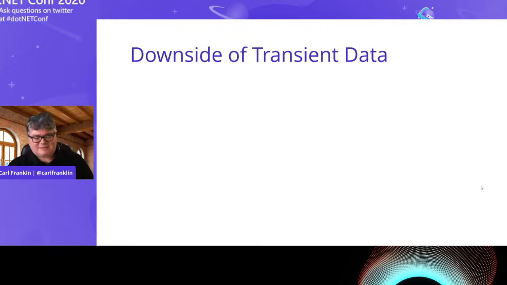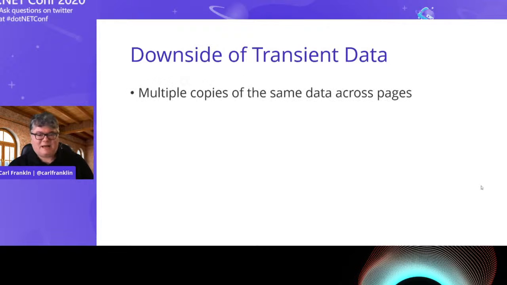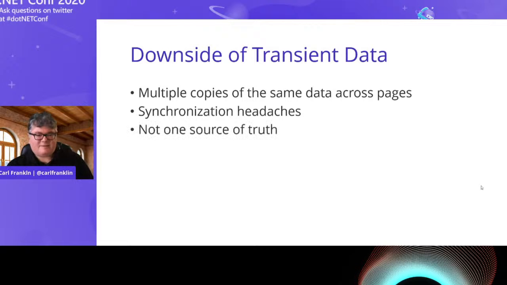The downside of transient data, which is the default, is that multiple copies of the same data are used across pages. That means every page has its own instance of this data, and one page cannot see another. I'll get to the situation, but this causes synchronization headaches, and it's not one source of truth.